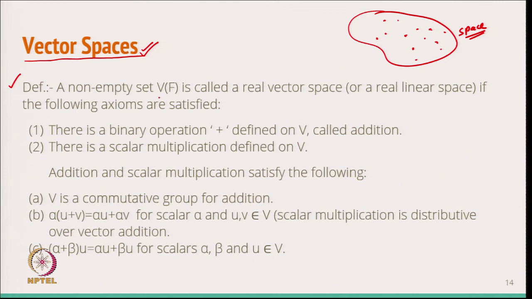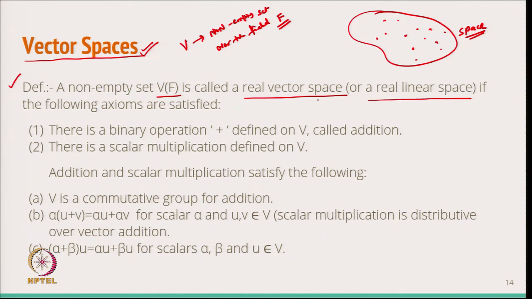A non-empty set V defined on the field F. So, V is a non-empty set over the field F. So, field is there. A non-empty set V over F is called a real vector space, or it is also called a real linear space, if the following axioms are satisfied.